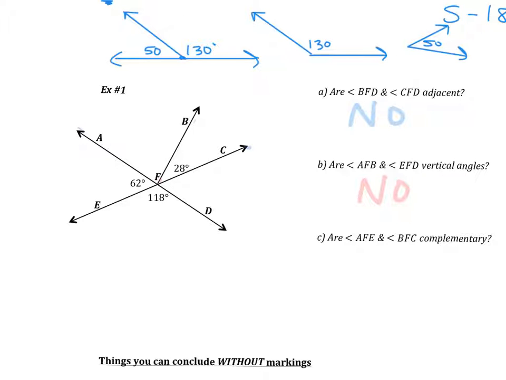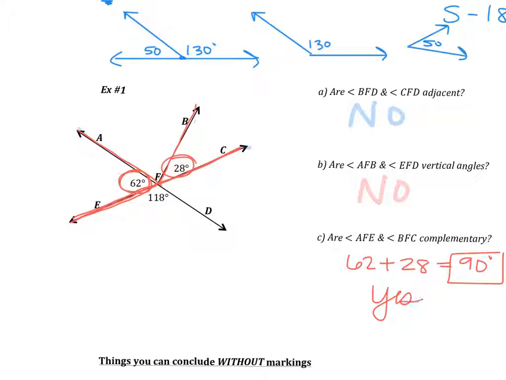Our AFE and BFC, complementary. Remember, when you're naming an angle, the middle letter is your vertex. So AFE would be this one. BFC would be this one. So this angle and that angle, are those complementary? Yes. What was complementary? Add up to 90. So 62 and 28 give you a 90-degree angle. Okay? So your answer would be yes.